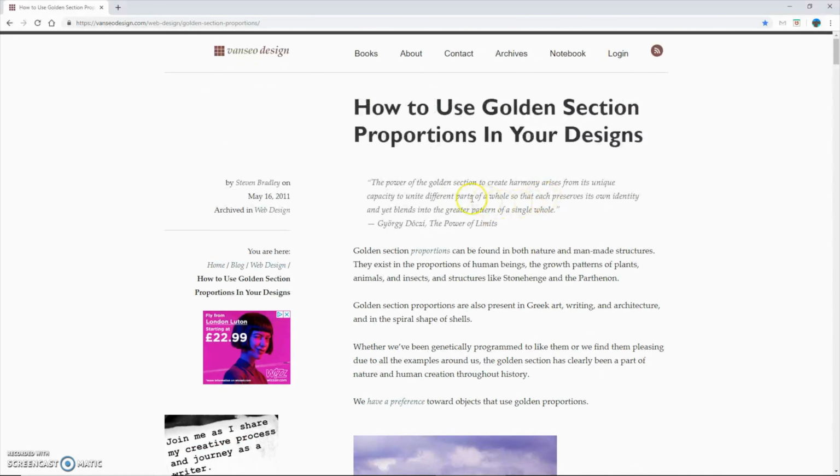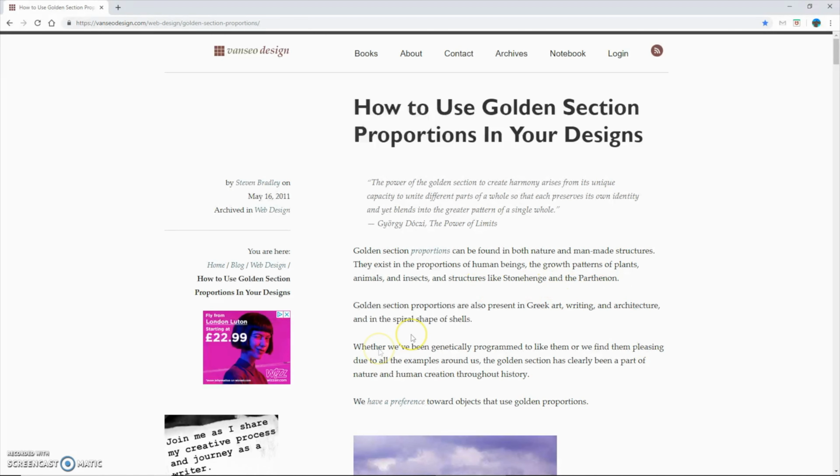Now if we go back, the power of the golden ratio or section is to create harmony, and it arises from its unique capacity to unite different parts of a whole, so that each preserves its own identity and yet blends into the greater pattern of a single whole. It can be found in both nature and man-made structures. They exist in the proportions of human beings, the growth patterns of plants, animals and insects, and structures like Stonehenge and the Parthenon.